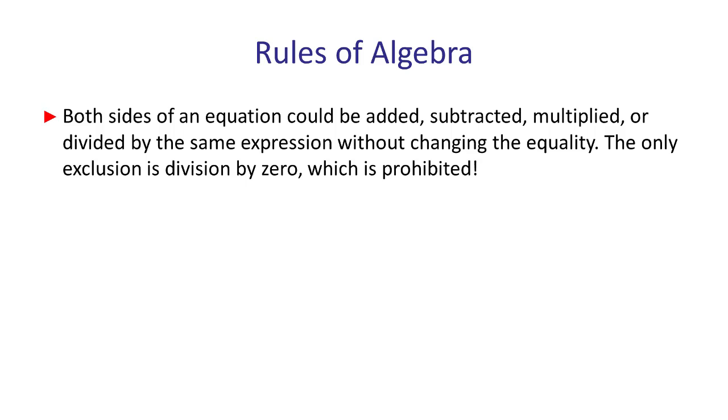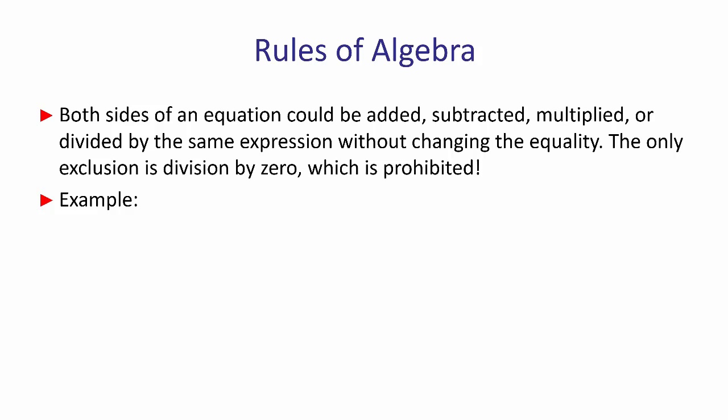Another important thing is related to manipulation of equations. If you have any equation, both sides of this equation can be added, subtracted, multiplied, or divided by the same expression, while preserving the same equality. The only exclusion from that rule is division by zero, which is prohibited. Let's try a simple example.